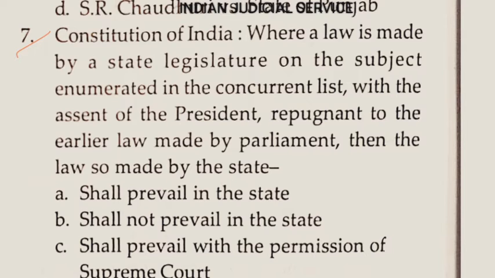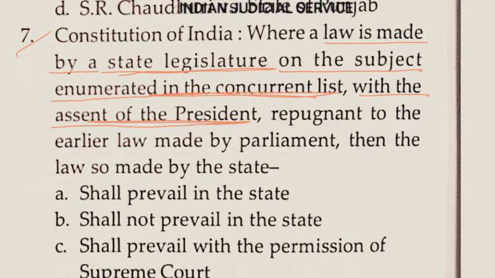Now question number 7. Under the Constitution of India, where a law is made by a state legislature on a subject enumerated in the concurrent list, with the assent of the President, and it is repugnant to an earlier law made by Parliament, then the law so made by the state shall prevail in that state. So the answer here is option A.